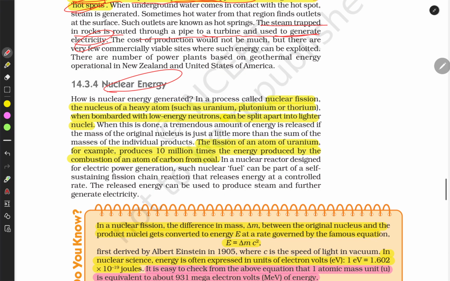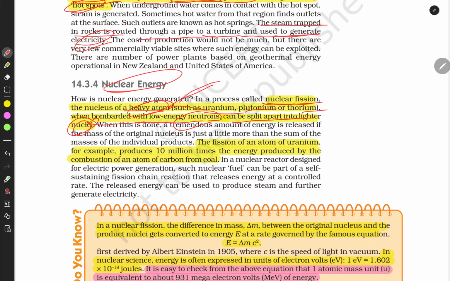electricity. We have another form of energy, which is nuclear energy. We have two types of it: one is nuclear fission and one is nuclear fusion. In nuclear fission, a nucleus of a heavy atom like uranium, plutonium, or thorium is used. When bombarded with low energy neutrons, it splits into lighter nuclei. So the heavy atom is bifurcating or trifurcating into lighter nuclei, meaning lower atomic number elements.